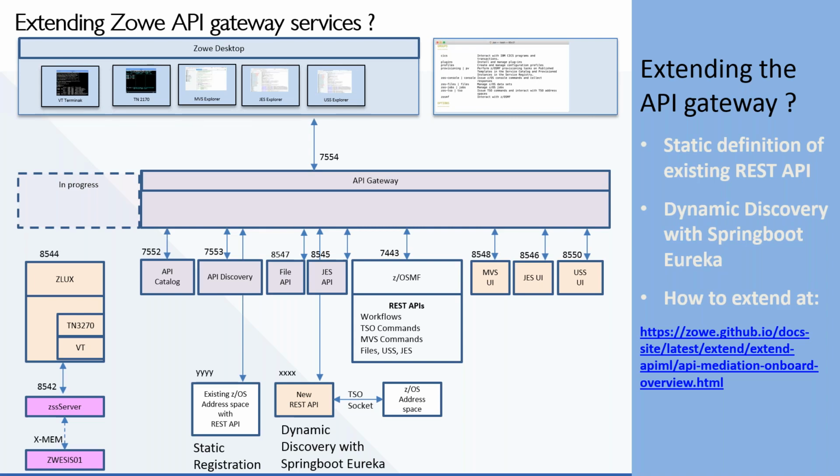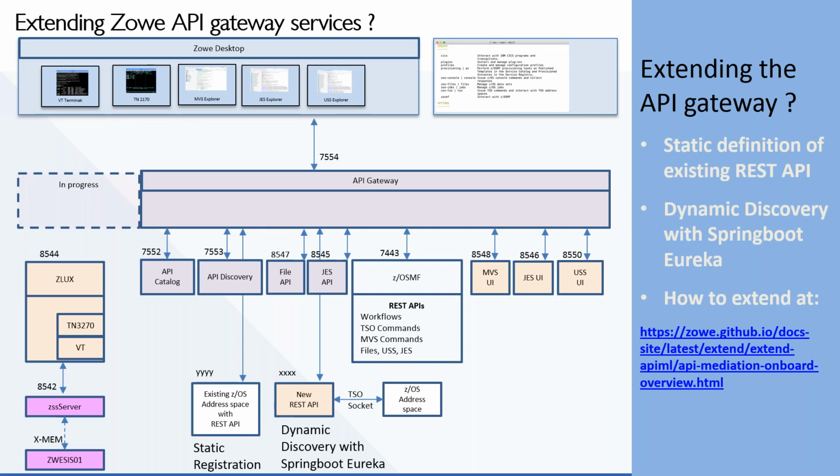Actually, the API gateway can be installed off-platform. It's just a Java stack. It doesn't actually have to run on z/OS, which is how quite a lot of the development team developed it as well. So it can be used within an enterprise outside of z/OS. We deliver an installer that installs it on z/OS.